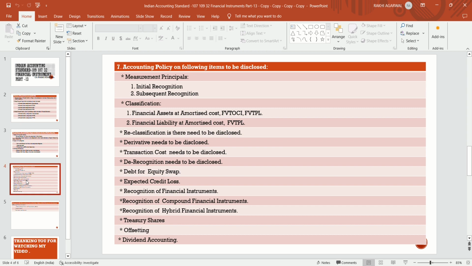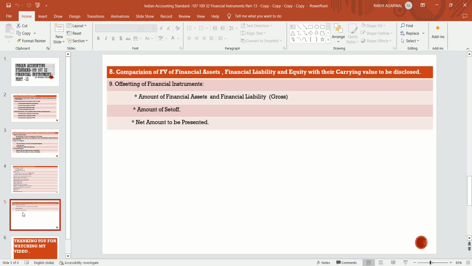Expected credit loss, we had discussed the concept of expected credit loss. It should also be disclosed as an accounting policy. Recognition of financial instrument, recognition of compound financial instrument, recognition of hybrid financial instrument, treasury share accounting, offsetting accounting, dividend accounting, all should be disclosed as an accounting policy. Now, comparison of fair value of financial asset, financial liability and equity with their carrying value is to be disclosed.